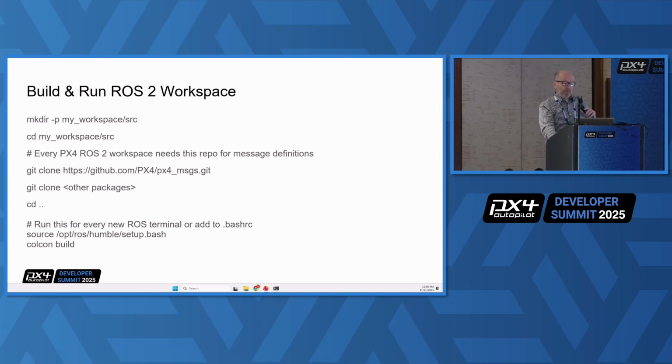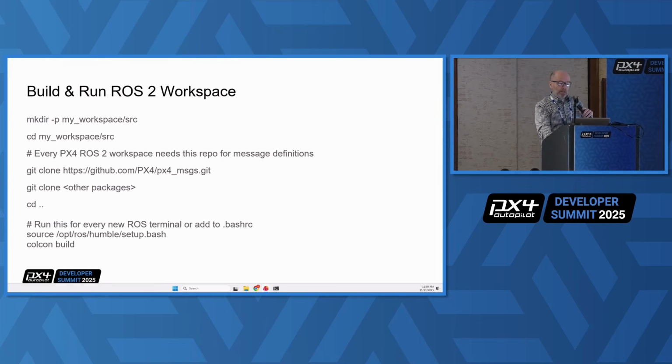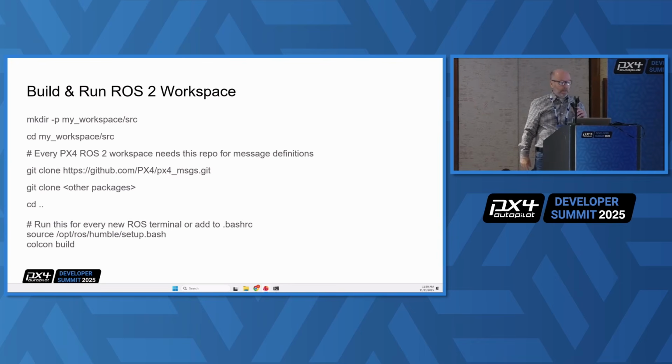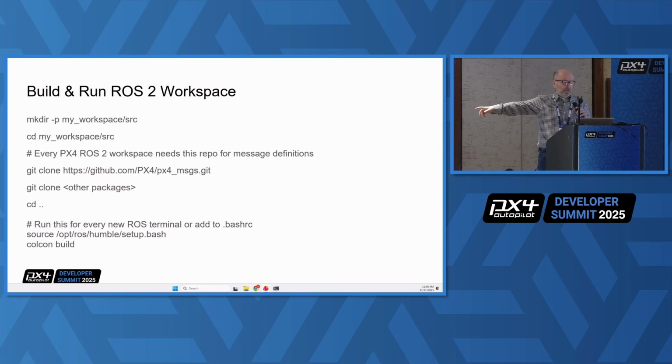Okay, so then we have a ROS2 workspace that we want to create. So whatever the packages that you're trying to install, we're going to have our my workspace. We're going to git clone the PX4 messages. So that's basically one of the first things we have to do. Git clone whatever other packages you want, and then every time you probably want to put this in your bashrc just to make sure it runs the setup each time, and then use colcon build to build everything.